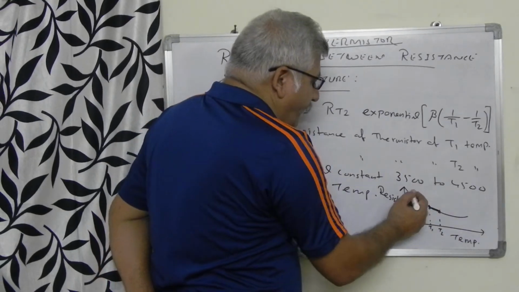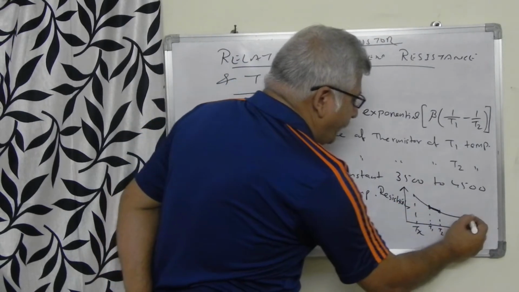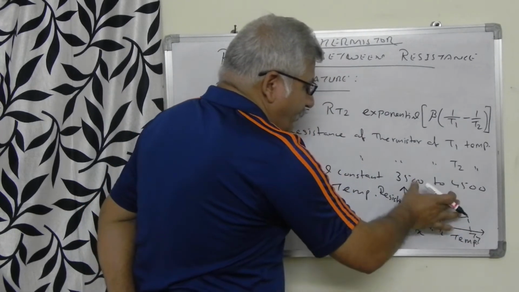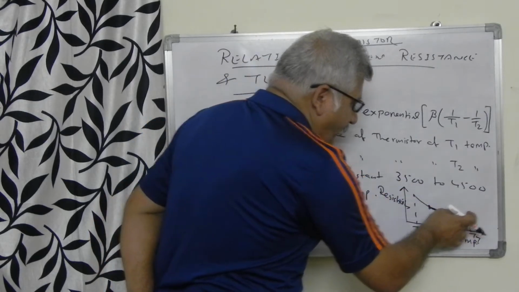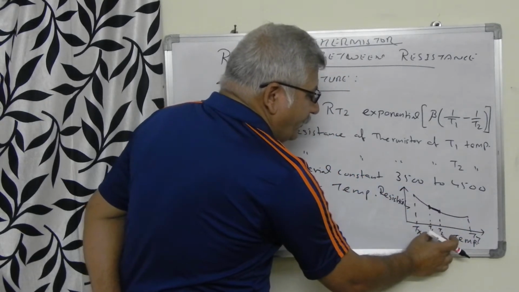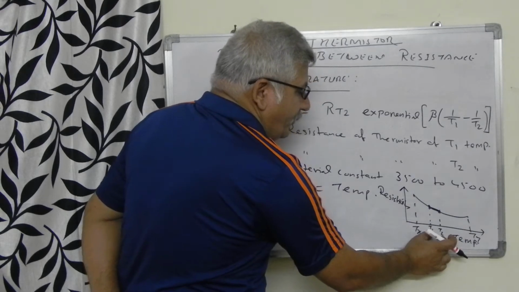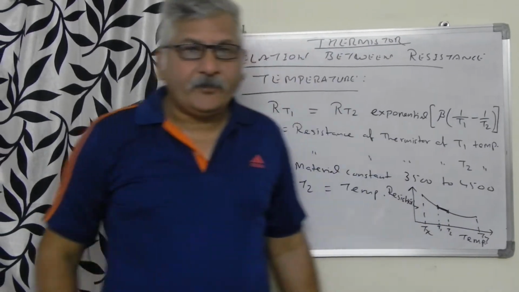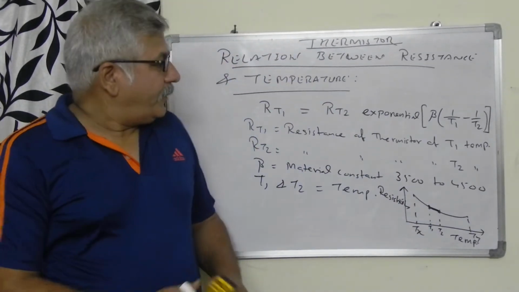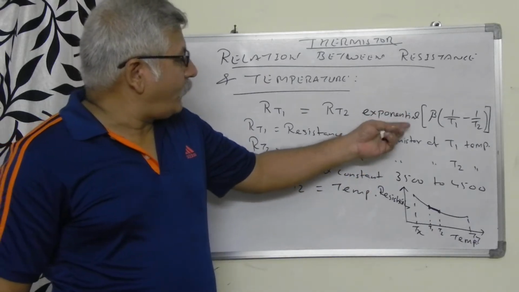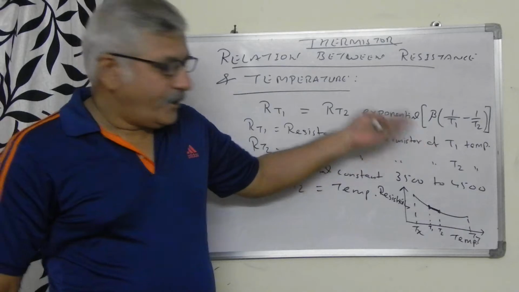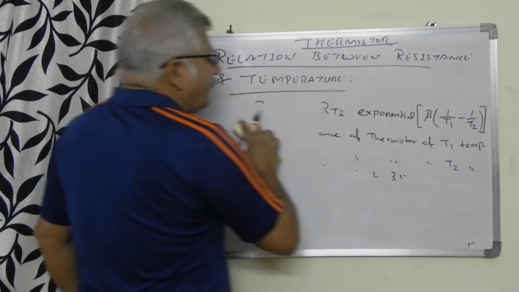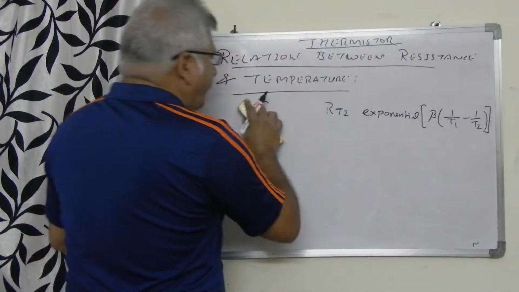Suppose this is Tx temperature and this is Ty temperature. Between Tx and Ty, the variation in the resistivity is non-linear. But if we take a small range of temperature, then in that small range the graph will be linear. So mathematically, a linear approximation of this expression is done, and after doing that linear approximation, the expression is derived in this form.